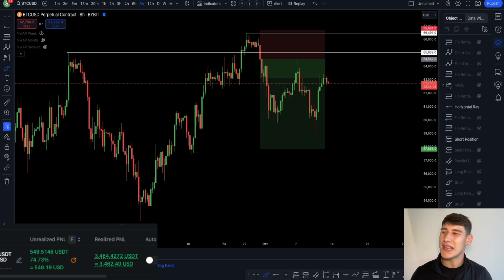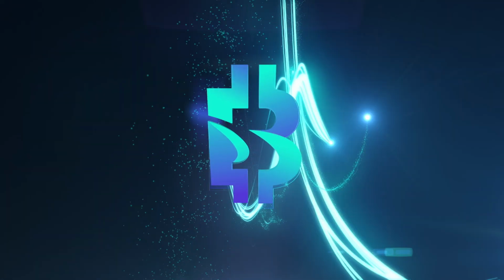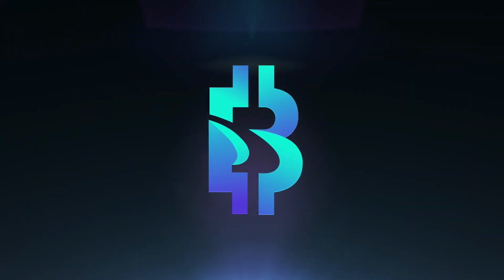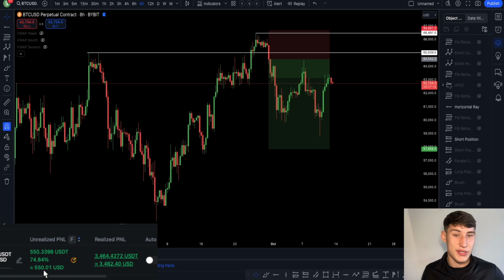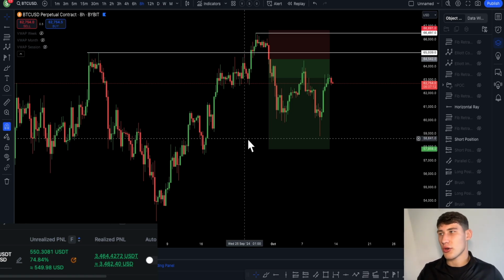But enough of that, let's jump into the charts and take a look at what is going on. So jumping straight into the charts then, as you can see, I am currently in a short trade on Bitcoin. If you take a look at the bottom left of the screen, you can see on this short trade, I have already realized $3,462 in profit, and I currently have around $550 in unrealized profit in this trade as well.